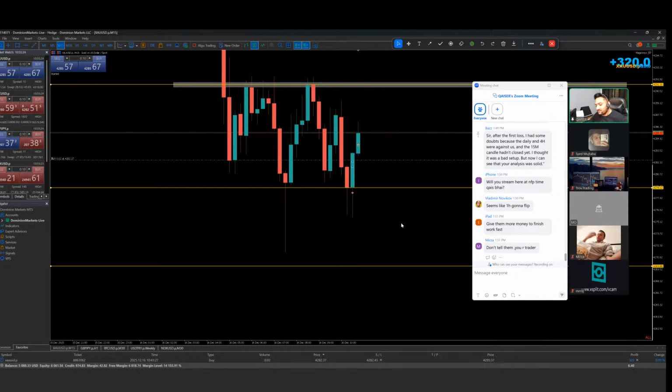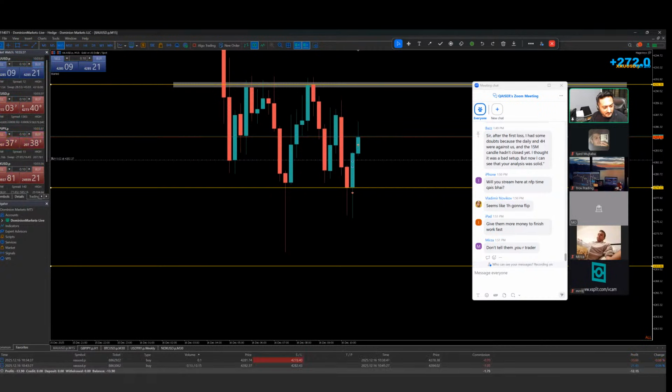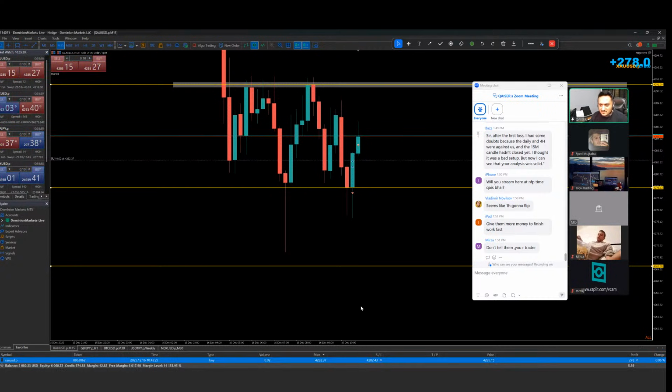Yeah, 40 pips running in our favor. I think it will be a great idea to go with the break even stage. Right now it's standing at $13, running $6. Just a break even, nothing else. I did not lose anything.